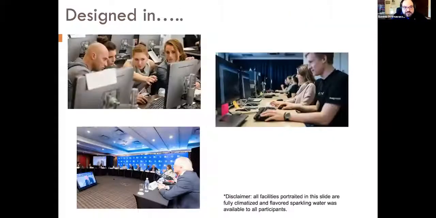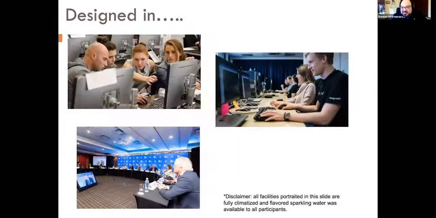One of the big issues is that a lot of technology is designed in this environment here. I Googled the words digital innovation and software development. Look at the pictures that show up. And by the way, all facilities in this slide are fully climatized with air conditioning, and flavored sparkling water was actually available to all participants.